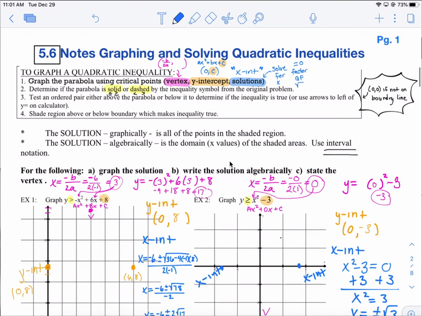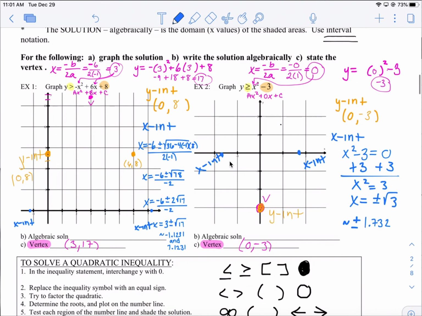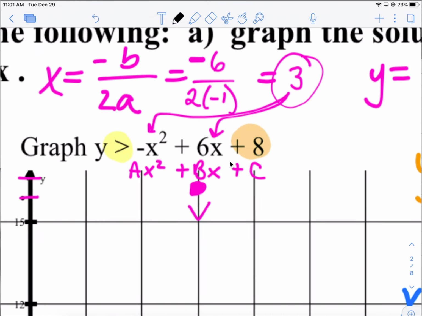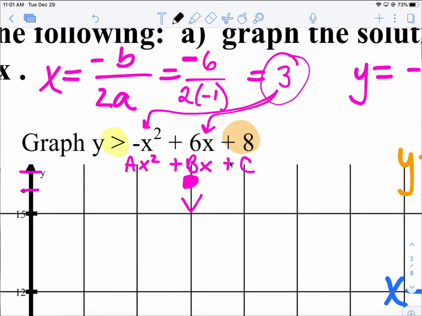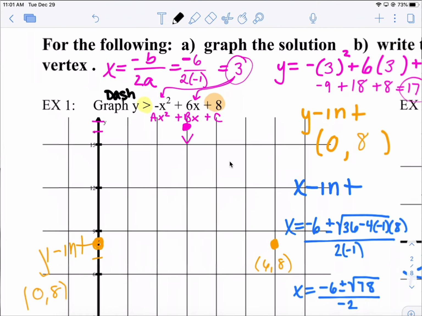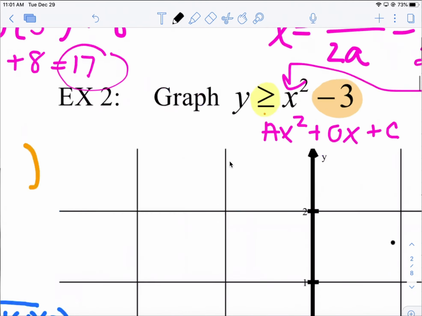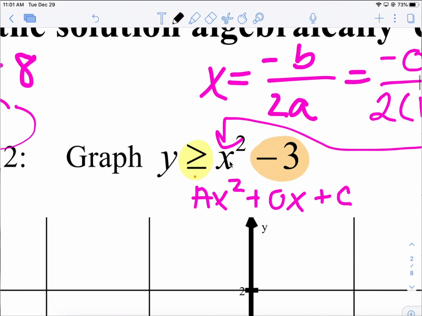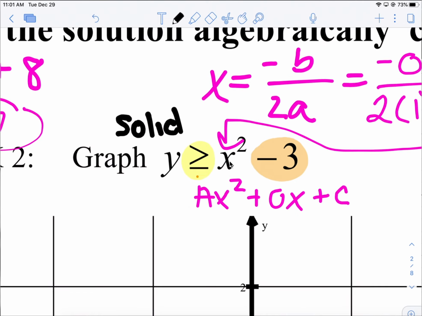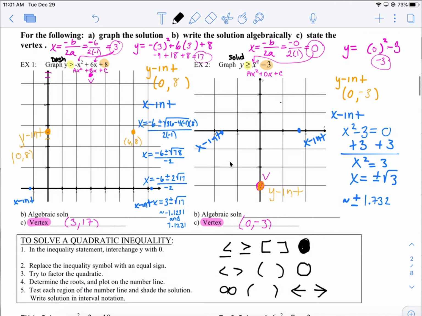If I go back up to the top, I'm looking at the yellow information, solid or dashed. So I have to know, before I draw it, what it's supposed to look like. So on this first parabola, there is no equal to under here. So this guy is going to be a dash. On the second parabola, there is an equal to. So this guy is going to be a solid. All we're going to do is connect the dots. Make sure you have arrows on here.